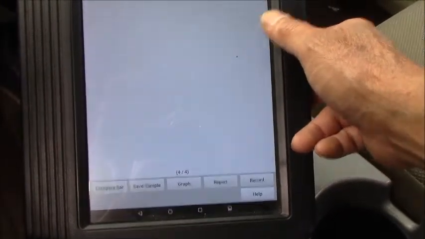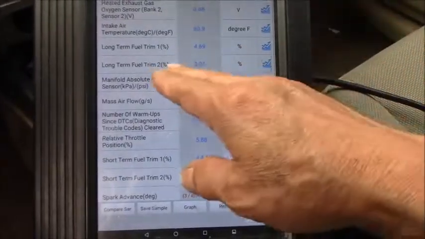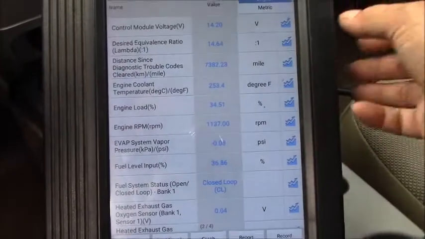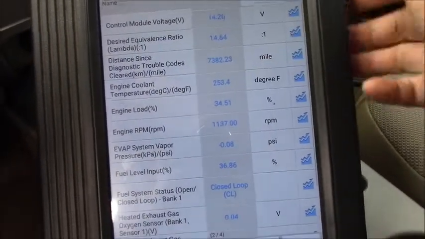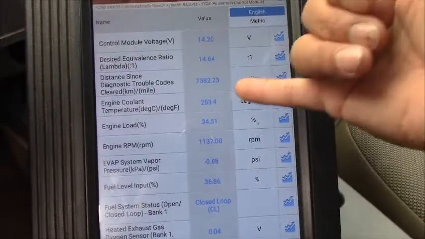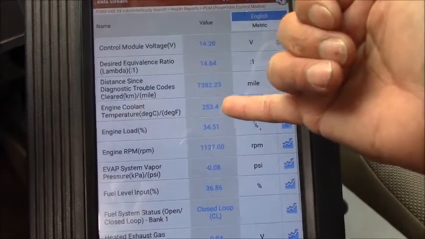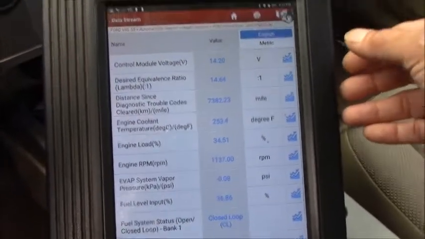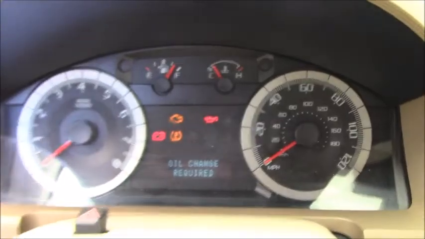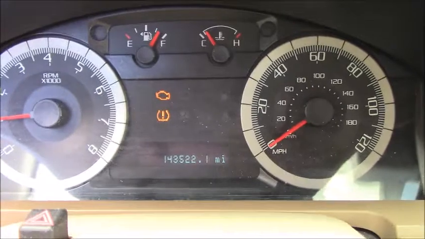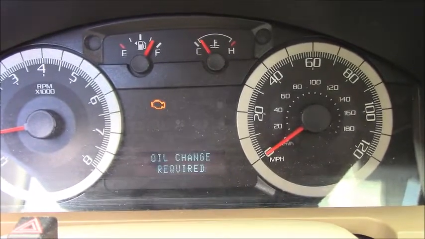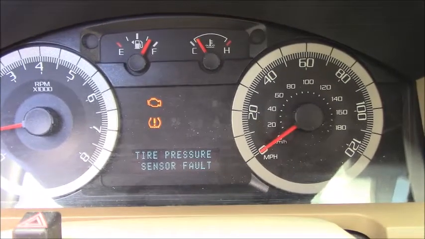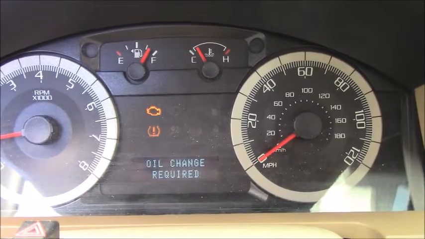Okay, anyway, keep in mind that the engine coolant temperature is 253 degrees, guys. This should not be like that. And when the computer sees it is too hot, the computer may shut down the engine. Okay, let me start the engine. You guys see the engine running right now.